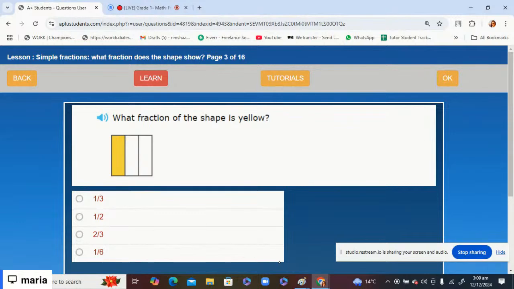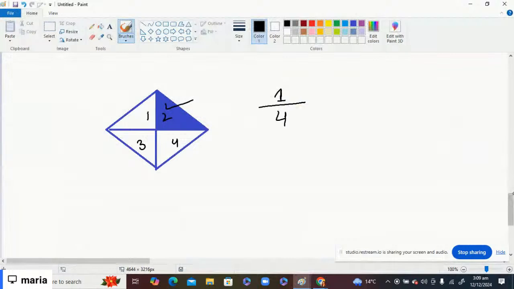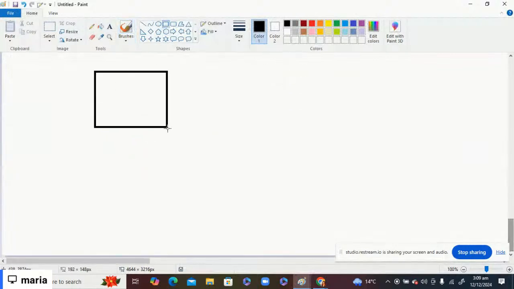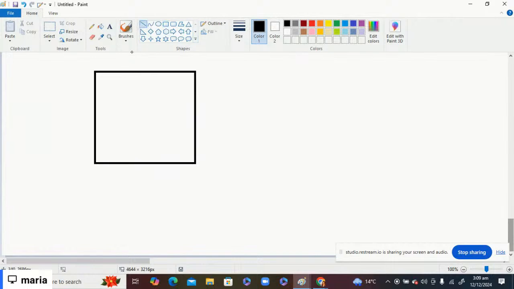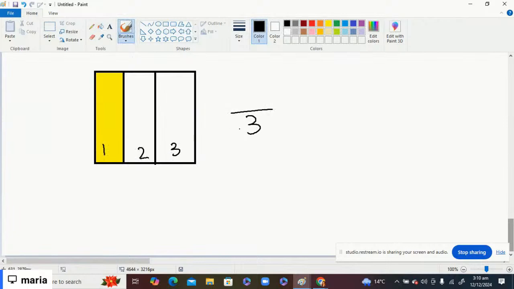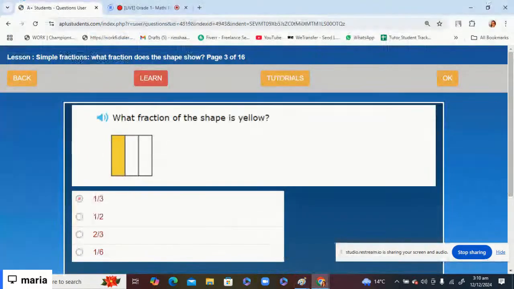So what fraction of the shape is yellow? So let's solve this one. What fraction of the shape is yellow? This is the question, like this way. So how many parts which is yellow? How many total parts are there? It's 1, 2, and 3. So putting 3 here. How many parts which is yellow? Only 1. So it's 1 by 3.